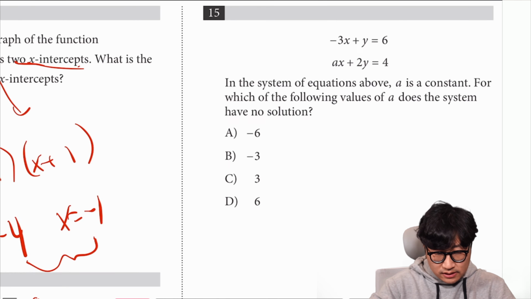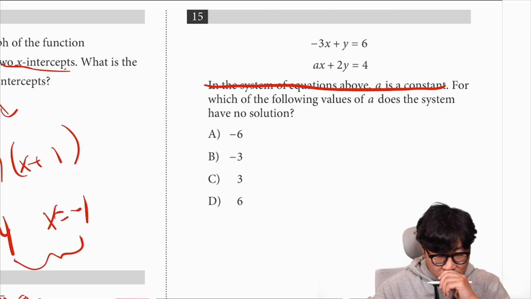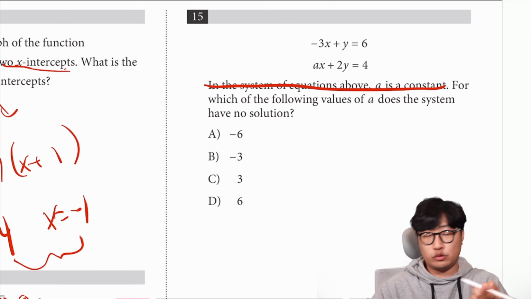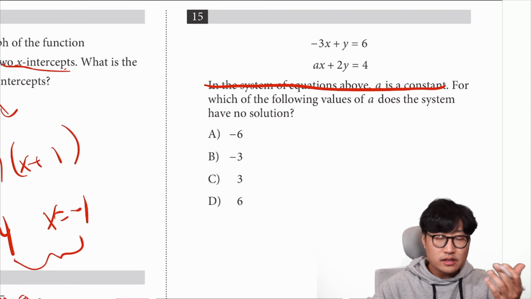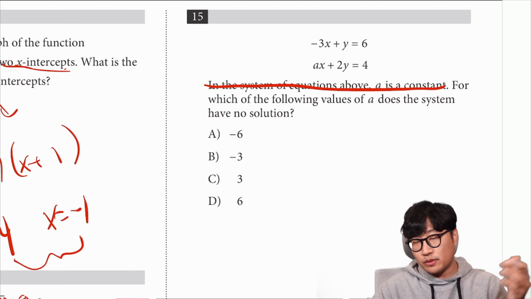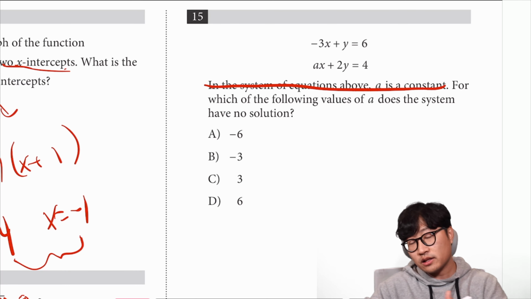Number 15, systems of equations. Which of the following values of a does the system have no solution? I basically want no solution, aka same x's, same y's, something different that it is equal to, right? If you've been watching my other videos, you know exactly what I'm talking about.